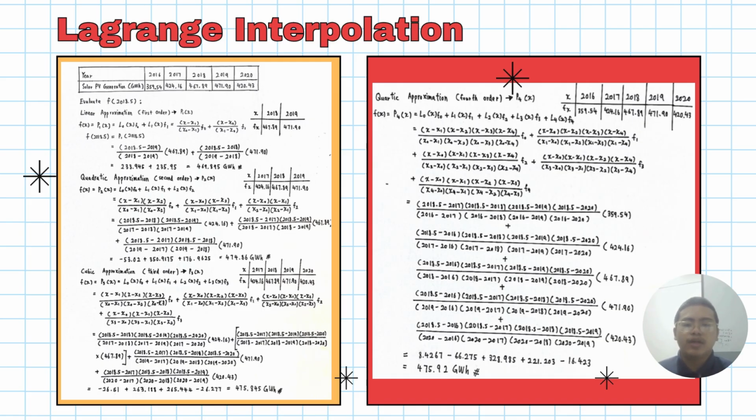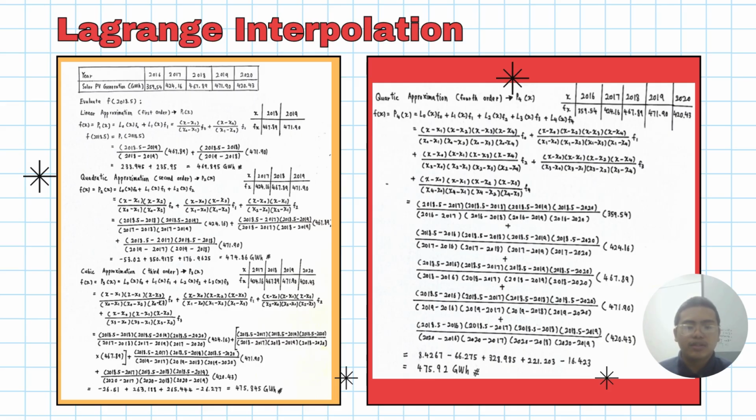Linear approximation, our first order. We apply linear interpolation using data from 2018 to 2019. A linear Lagrange polynomial is constructed using two data points. After substituting the values into the formula and evaluating at x equals 2018.5, we obtain a solar PV generation of 468.9895 gigawatt hours. This value is only a rough estimate because it assumes the data varies linearly.